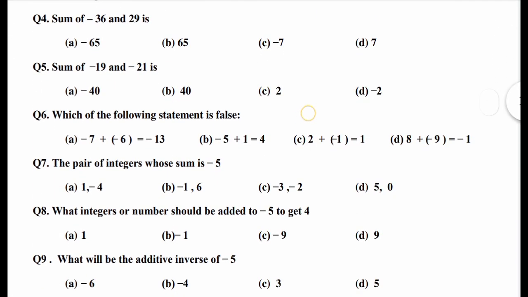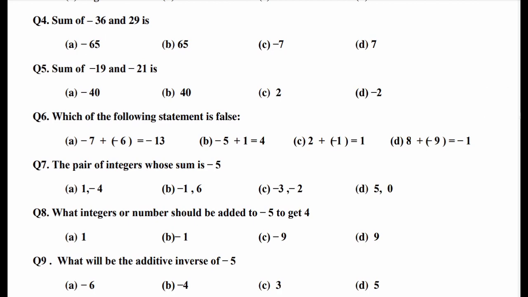Sum of minus 36 and 29 is A minus 65, B 65, C minus 7, D 7. Here one number is negative and another number is positive. So minus plus becomes minus. So we need to do subtraction here. And 36 minus 29 is 7 and sign of greater number which is minus. So answer is minus 7.